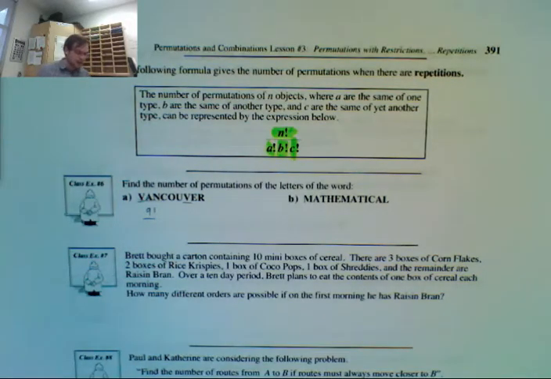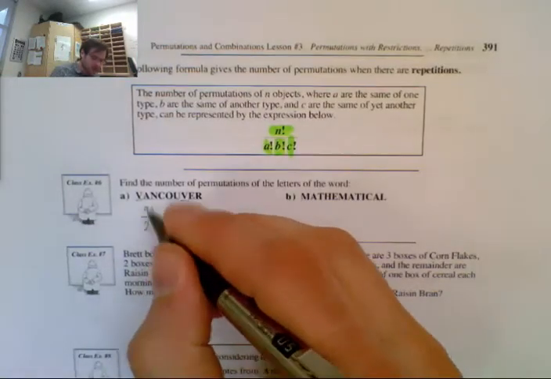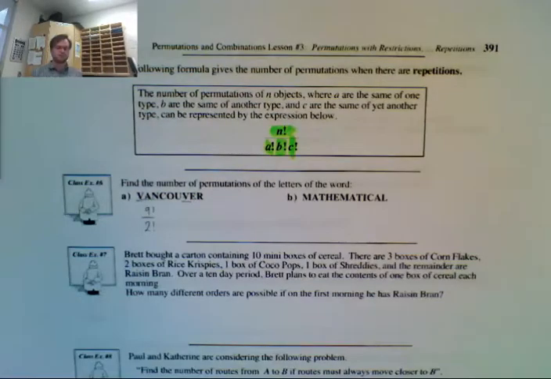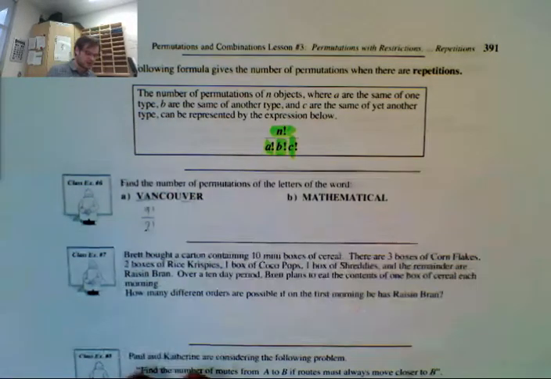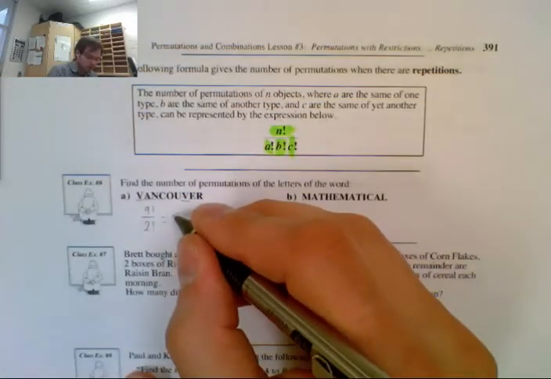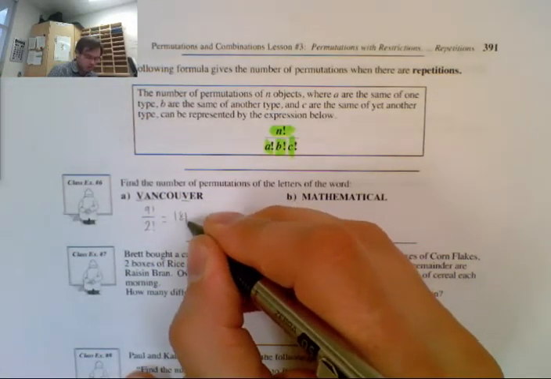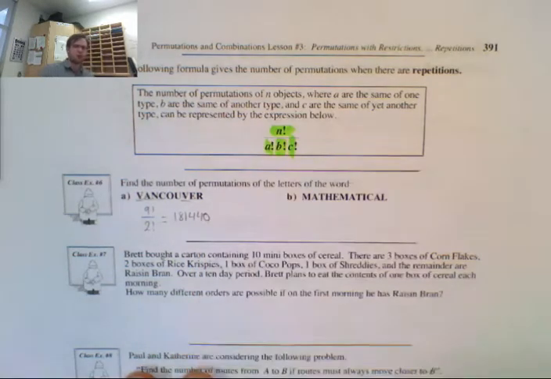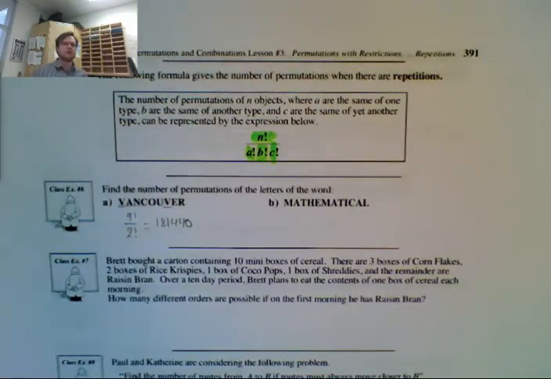Different letters divided by 2 factorial because the v is repeated twice. Okay? That's why we have the 2 for the 2 v's, which is equal to a total of 181,440. Okay? Now it says, what about the word mathematical?